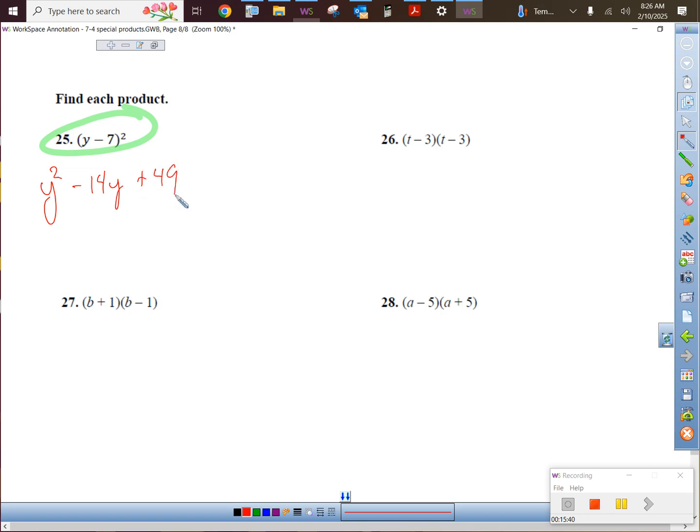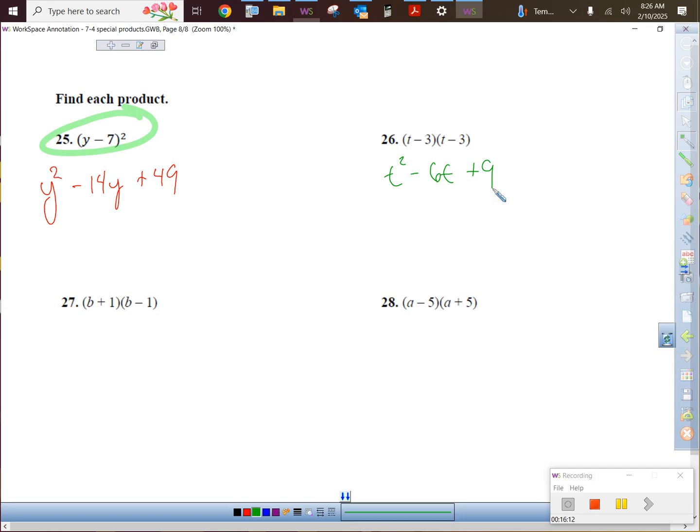Do all of them. Is number 26 special? Are those conjugates of each other? Nope. One of them is a t minus 3. The other one would have to be a t plus 3 for that to happen. Is it a binomial squared? In disguise, right? Isn't it the same thing times itself? So you can still do that shortcut. It's going to be square the first guy, twice the product, square the last guy.